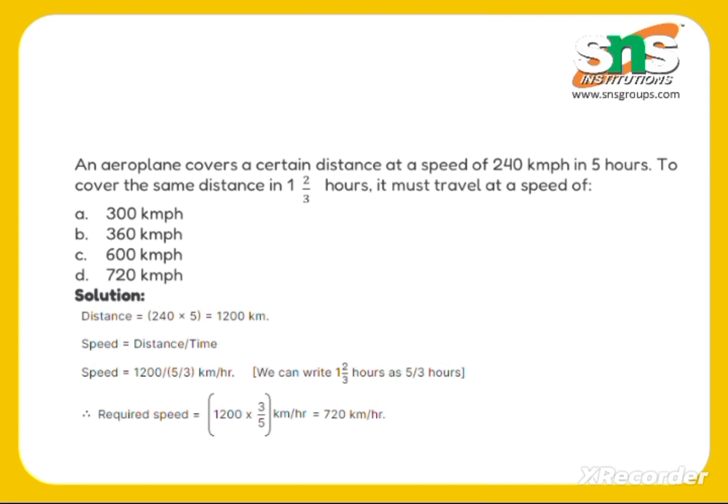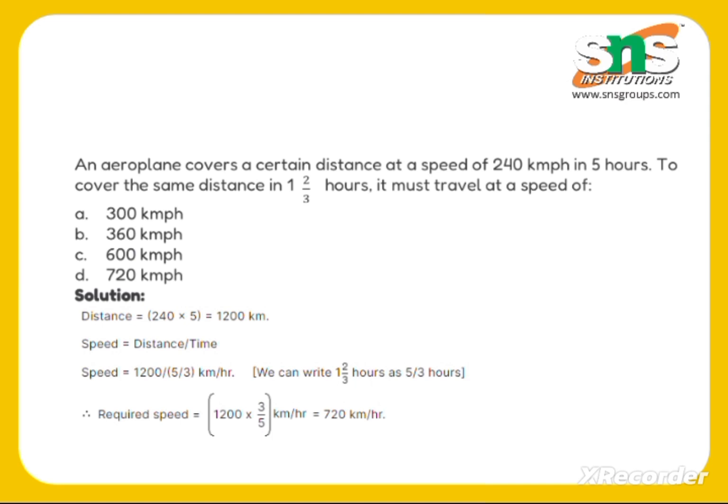hours. So your distance will be equal to what? Distance is equal to speed into time. With that we can find the distance. So 240 into 5 will give you 1200 kilometers. Now you know speed is equal to distance by time. Now the question is, to cover the same distance in 1 2/3 hours, how much speed does the aeroplane have to go? So speed is equal to distance by time.